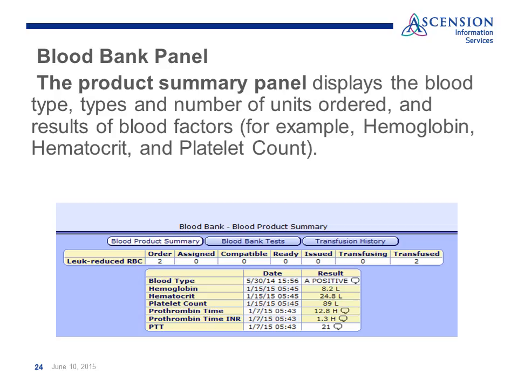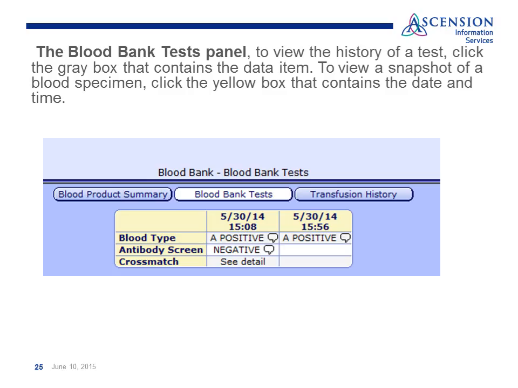The blood bank panel. The blood bank summary panel displays blood type, types and number of units ordered and transfused, and the result of blood factors, for example, hemoglobin, hematocrit, or platelet count. The blood bank test panel displays dates and times of blood typing, antibody screens, and cross-match details.